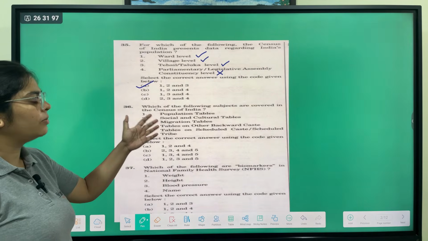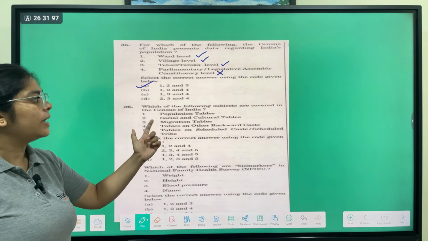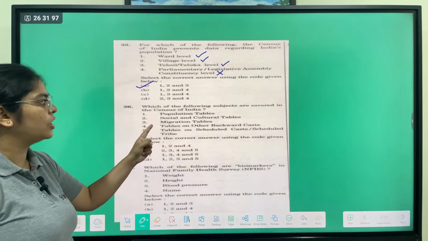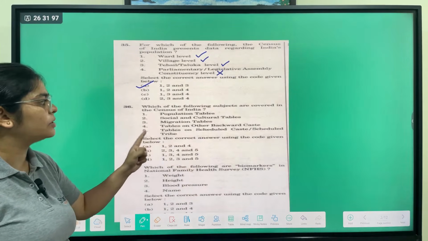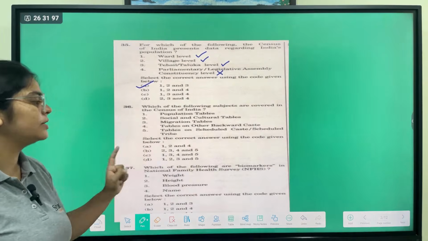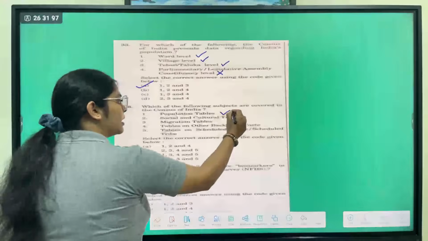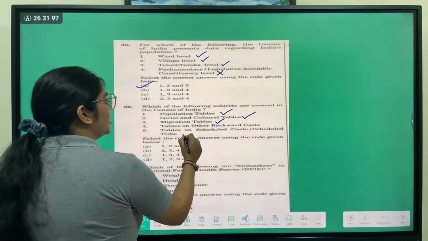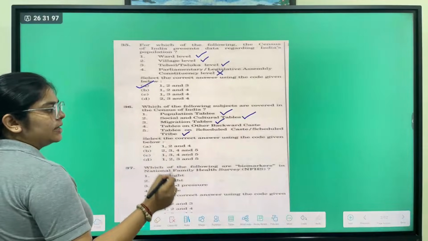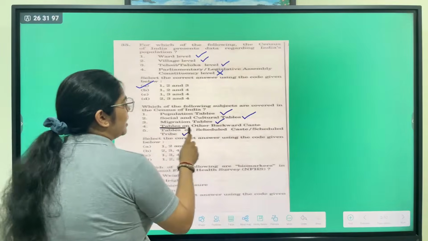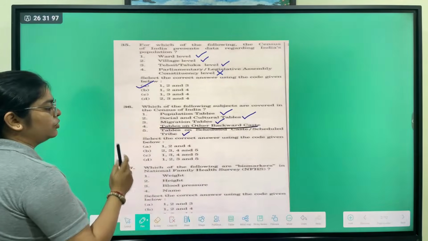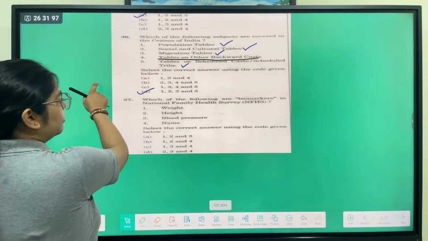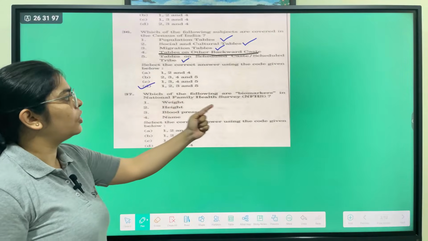Now moving towards the question related to the Census of India, they have asked us which topics are covered in the Census of India. Population tables, social and cultural tables, migration tables, tables on other backward classes, tables on scheduled castes or scheduled tribes. So population tables are covered, social and cultural tables are covered, migration tables are covered, and tables on SC and ST are also covered. But OBC are not covered, and hence option 1, 2, 3, and 5 is correct, which is option number D.